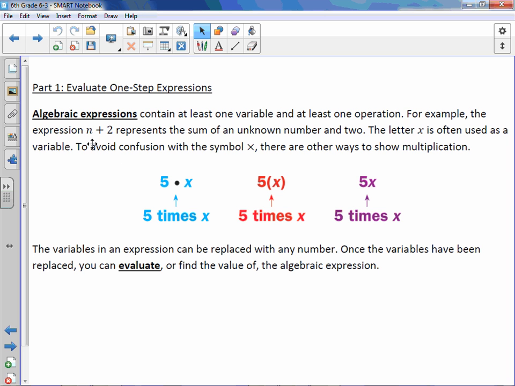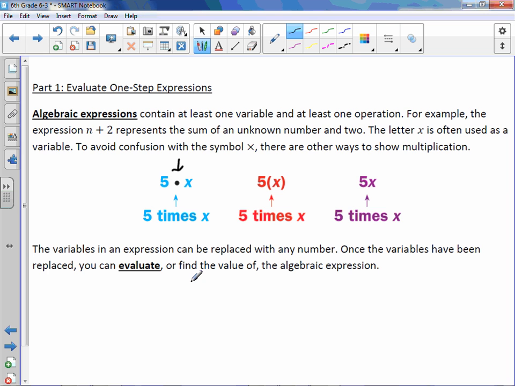For example, the expression n plus 2 represents the sum of an unknown number, n, and 2. The letter x is often used as a variable. To avoid confusion with the multiplication symbol, there are other ways to show multiplication. We can show multiplication with a dot, shown here. 5 · x means 5 times x. We can show it by putting the x in parentheses. Or, when it's a number and a variable, you can just write them next to each other, and that's automatically assumed to be multiplication.